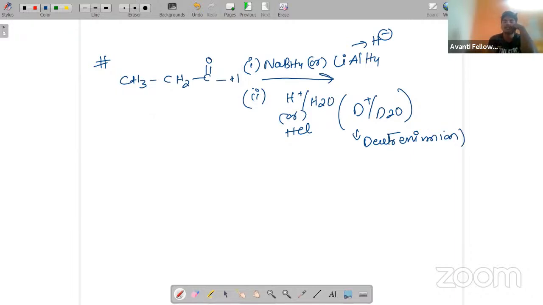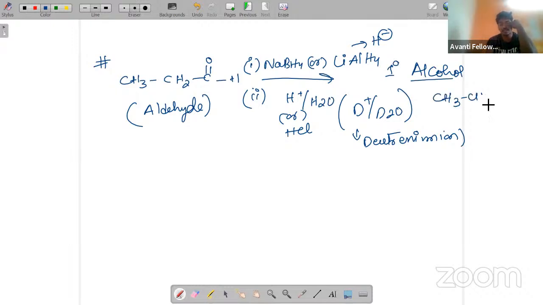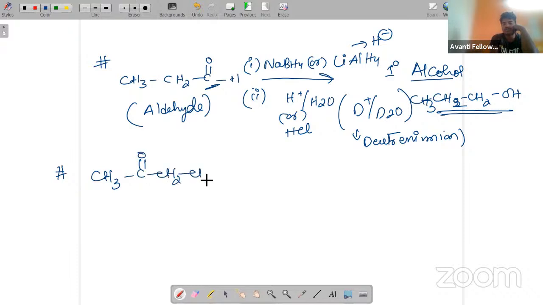This is an aldehyde. So this aldehyde will help in the formation of an alcohol. What type of alcohol do you get from an aldehyde? Primary alcohol. So now the product will be CH3, CH2OH. Just remember that another carbon is there, so you have to remember CH3, CH2, CH3.